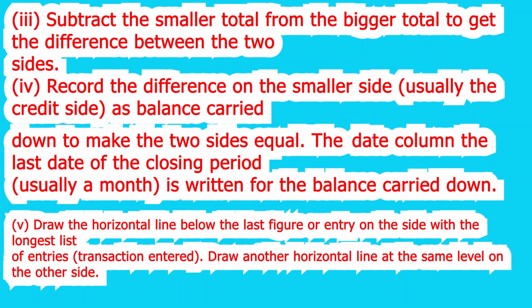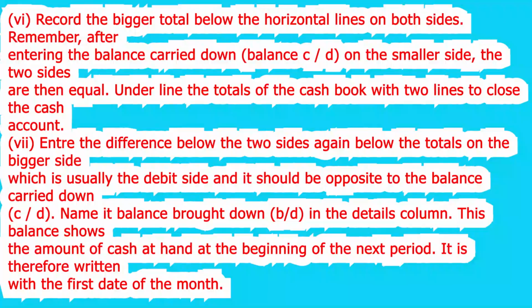Then our fifth step: draw a horizontal line below the last figure or entry on the side with the longest list of entries or transactions entered. Draw another horizontal line at the same level on the other side. Then our sixth step: record the bigger total below the horizontal lines on both sides.